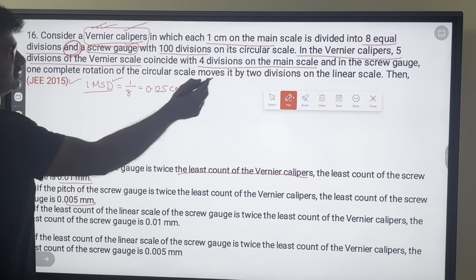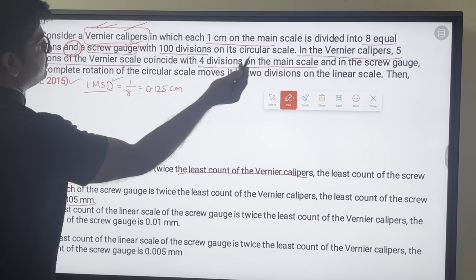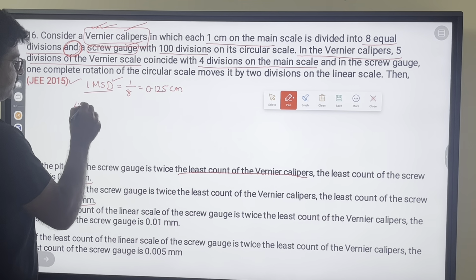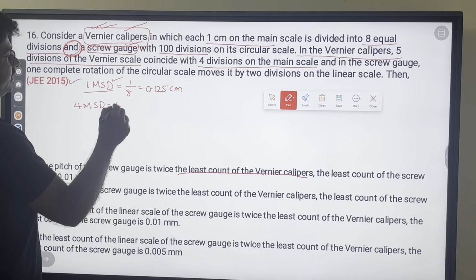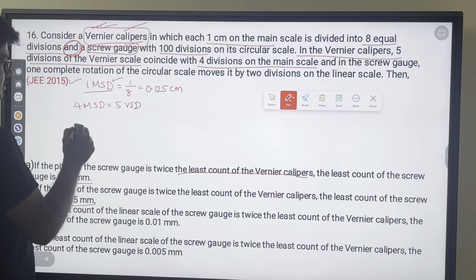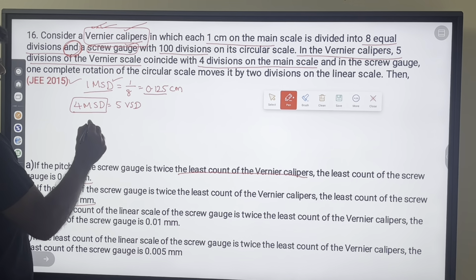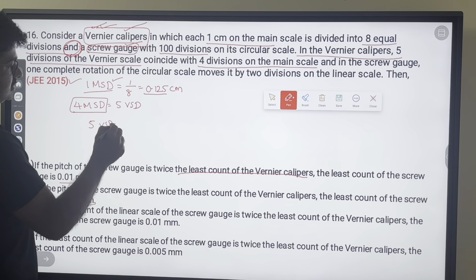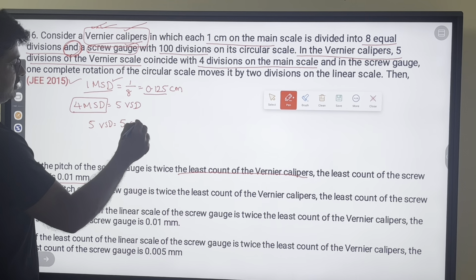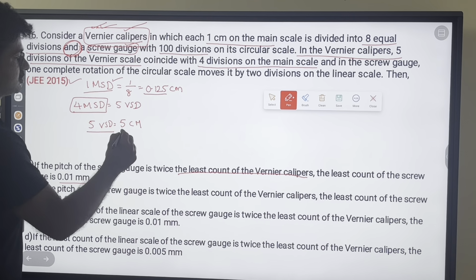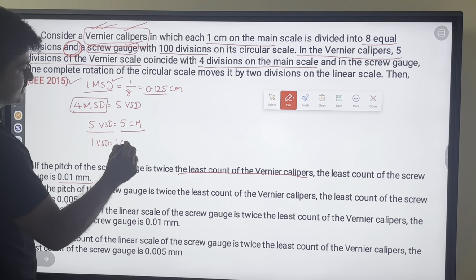And what is the other data given? In a vernier calipers, 5 divisions on the vernier scale coincide with 4 divisions of the main scale. Therefore 4 MSD is equal to 5 VSD. So what is 4 MSD? 4 into 0.125. Therefore 5 vernier scale divisions is equal to 4 into 0.125, which means 0.5 centimeters. So 1 vernier scale division is equal to 0.1 centimeters.